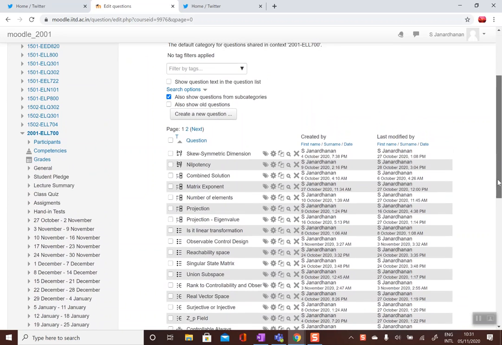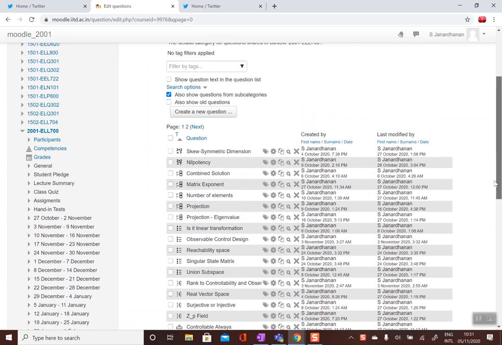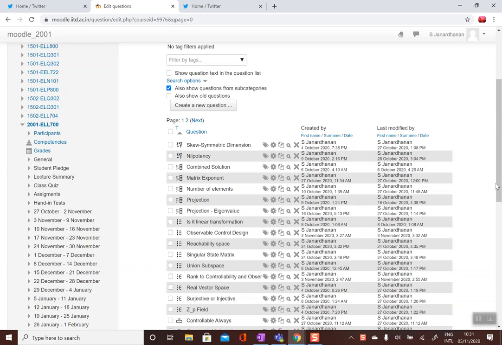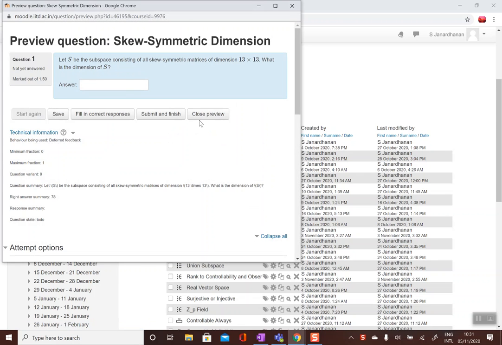Yeah, so this is the question bank that I was talking about, and this is a question that I am pointing out that's called a calculated type. If you look at it, you have to fill up an answer, and the answer is dependent upon the variables that are being put here.